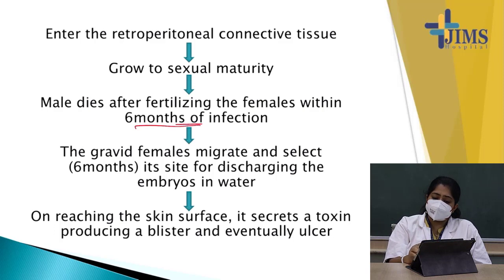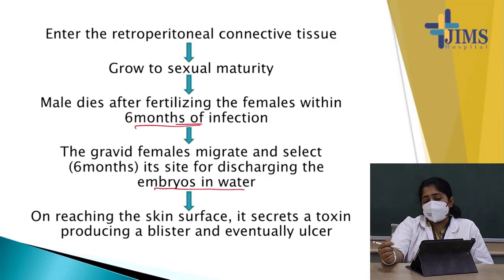Now, these gravid females, they will migrate and select a site for discharging the embryos in water. Remember, I said the embryos are released only in water. So, for releasing the embryos in the water, the gravid female worms should migrate to such a site where it is easily accessible to water. The site which is easily accessible to water, that is the legs or the hands of the washerman. So, such sites are chosen by the gravid female worm.